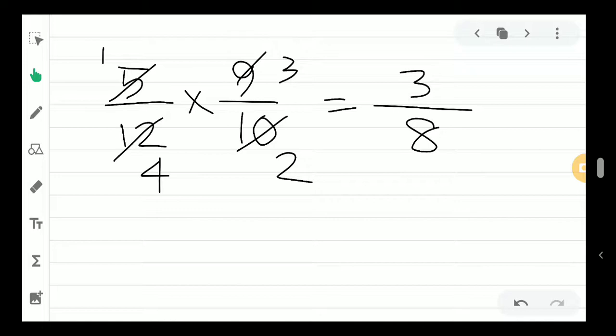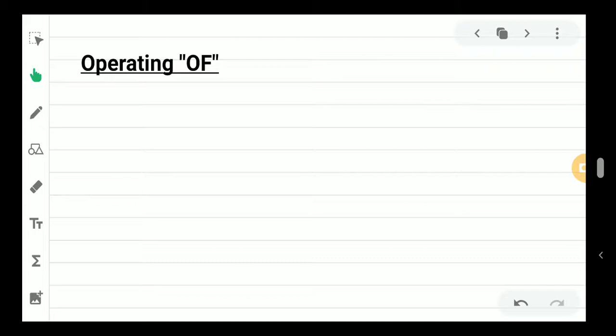Now I think this thing is clear. Now operating "of". So what is "of"? "Of" simply means multiplication. "Of" means multiplication only.